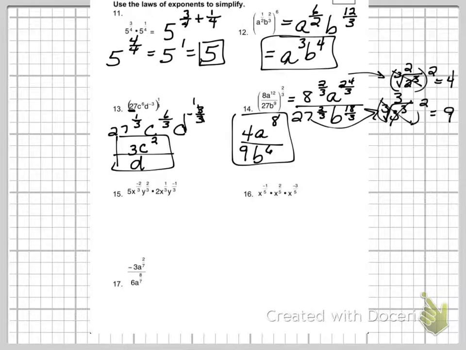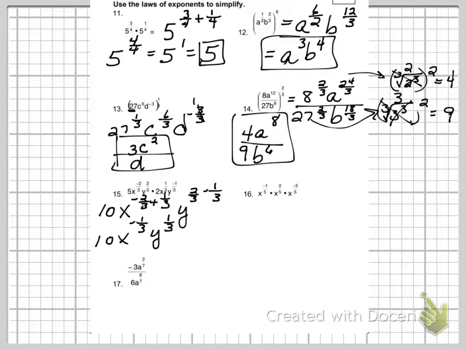Okay, looking at 15, this is a multiplication problem. There's no parentheses raised to powers, so we're multiplying straight across. 5 times 2 is 10. Then we're going to add exponents, x to the negative 2/3 plus 1/3 times y to the 2/3 minus 1/3 or plus negative 1/3. Then we have 10x to the negative 1/3 y to the positive 1/3.